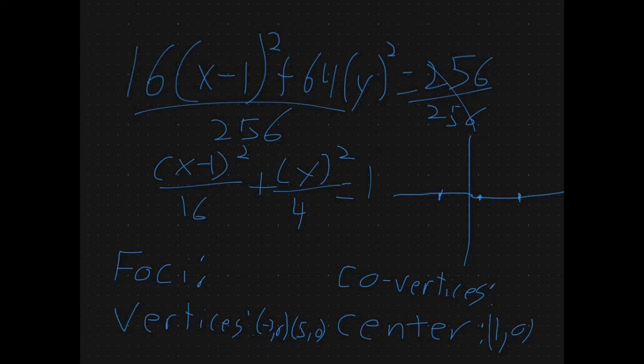Now for the covertices, we know that b squared is equal to 4. So b must be equal to 2. So we add 2 to and subtract 2 from 0. So up and down 2.